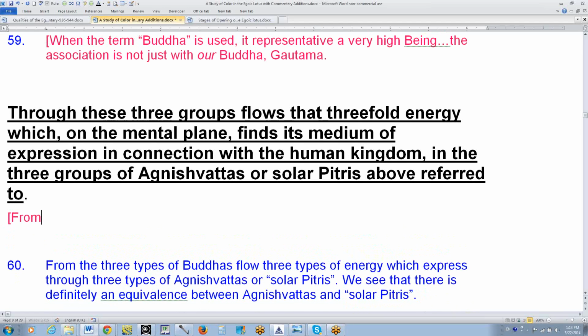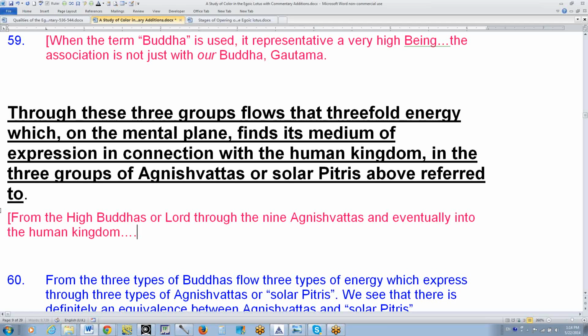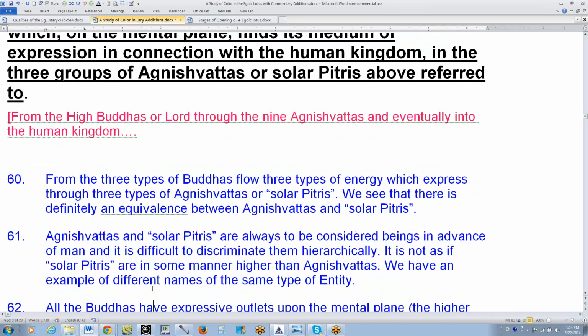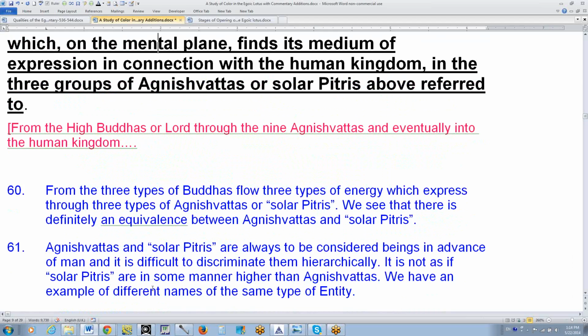So, from the high Buddhas or lords through the 9 Agnishvattas, and eventually into the human kingdom. Everything that we receive, this has to be understood, comes from higher sources. From the three groups of Buddhas flow three types of energy, which express through the three types of Agnishvattas or solar petries, and we see that there's definitely an equivalence between Agnishvattas and solar petries.